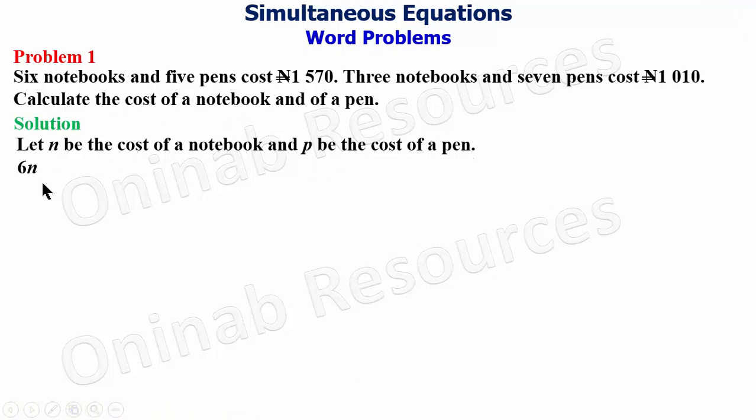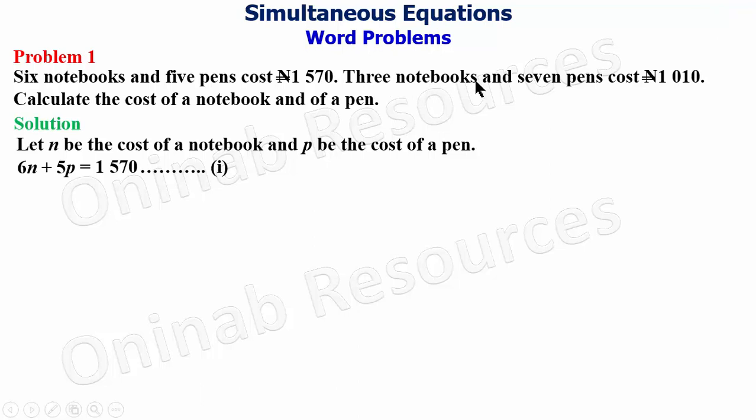So we add it to the 6N. Then the total is said to be 1,570 naira. So that is going to be equal to 1,570 naira. Then we go to the second sentence and create our second equation from there.